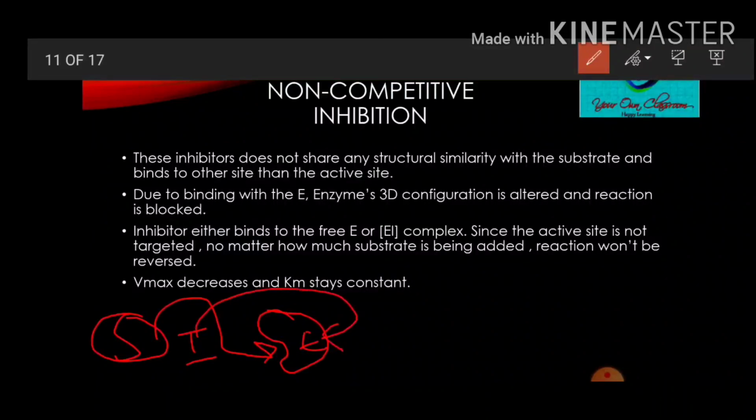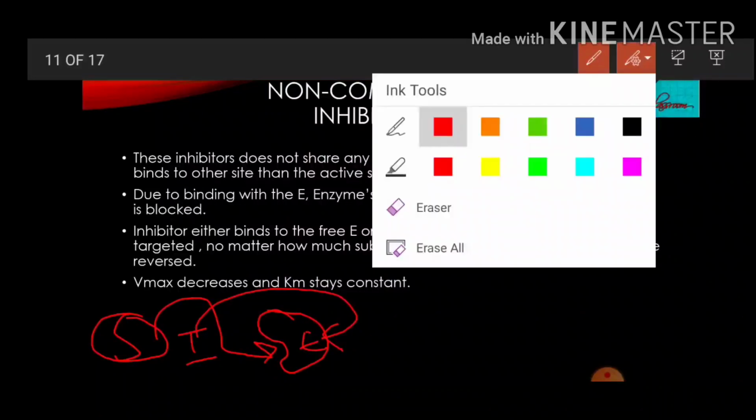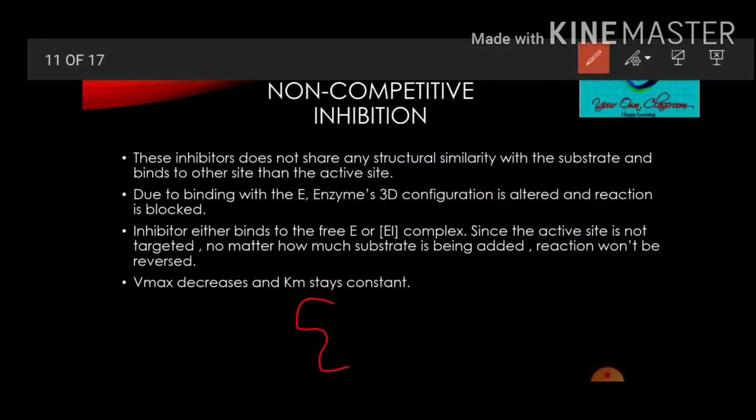of the enzyme. So when this inhibitor is binding to some other site of the enzyme, suppose I am showing the inhibitor here, the active site is no longer required by the inhibitor. Then due to binding of the inhibitor, the enzyme's 3D configuration is altered and the reaction is blocked. So the inhibitor either binds to the free enzyme or the enzyme-inhibitor complex. We'll see the reaction in the next slide.